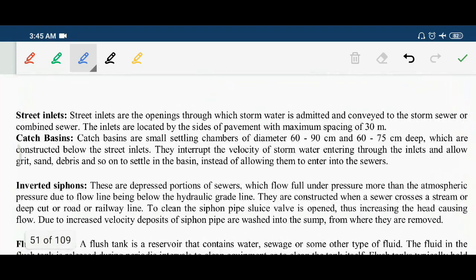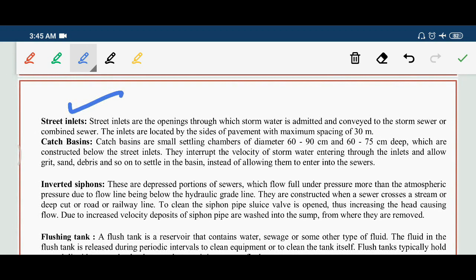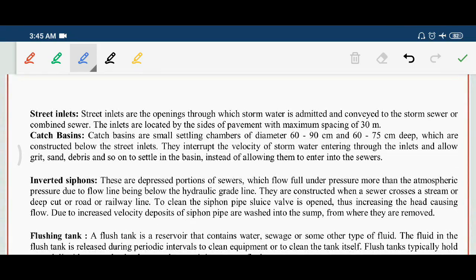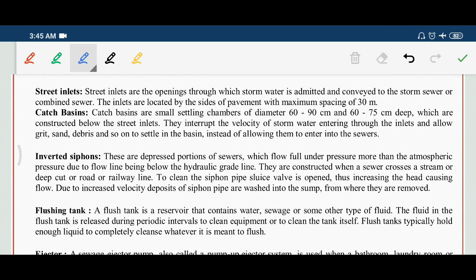Next we have a street inlet. Very simple concept. Whenever storm water occurs, it will be admitted and conveyed to the storm sewer or combined sewer. It is just like the street inlet you can see in real life. The catch basin is provided just underneath this street inlet.